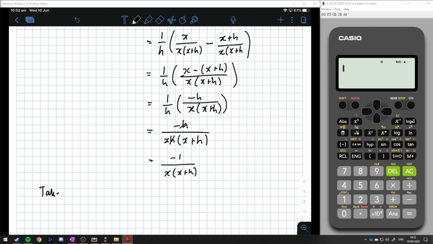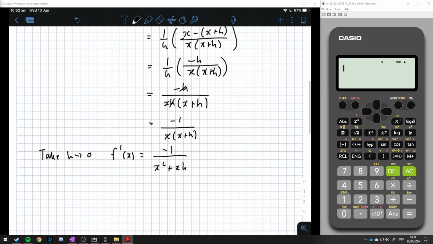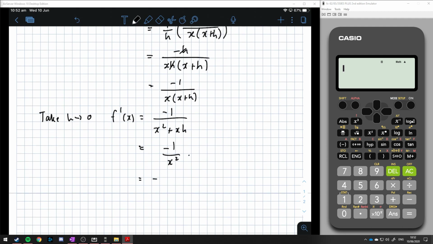Then if we take the limit as h approaches 0, f'(x) is equal to, I'm just going to expand this out, x squared plus xh on the bottom, and that should be a 1 on the top. So we've got minus 1 over x squared plus xh, and as h approaches 0, we get minus 1 over x squared. And that's our derivative. Written as a negative power, that's minus x to the -2, which is the result given by the formula.